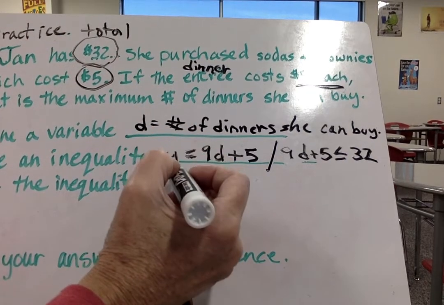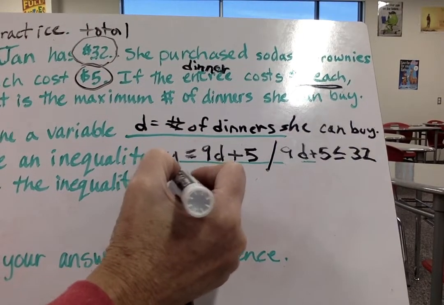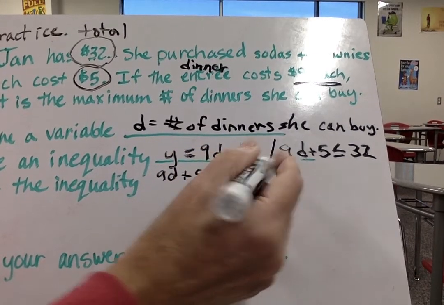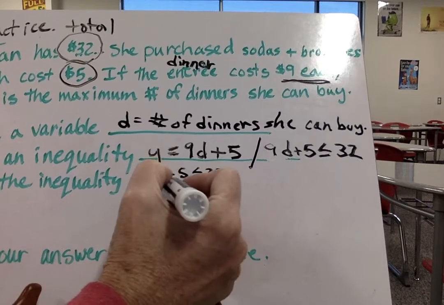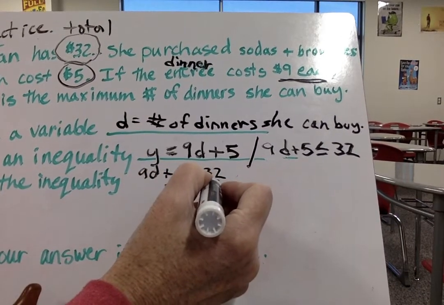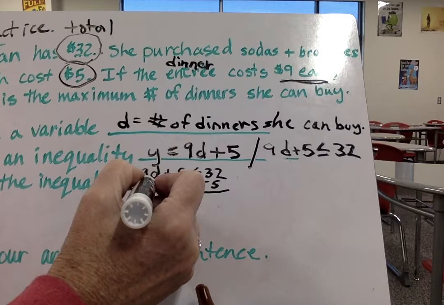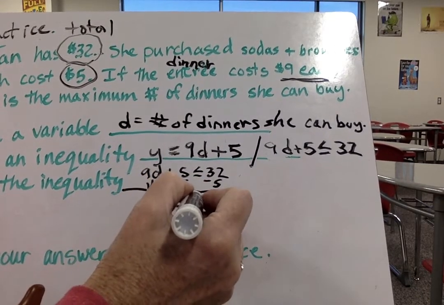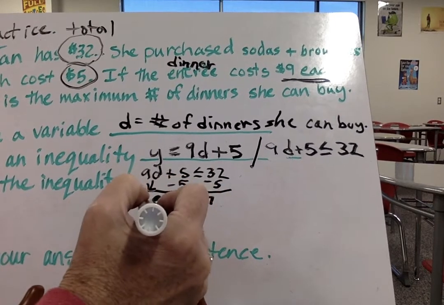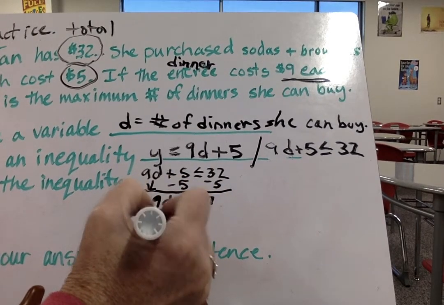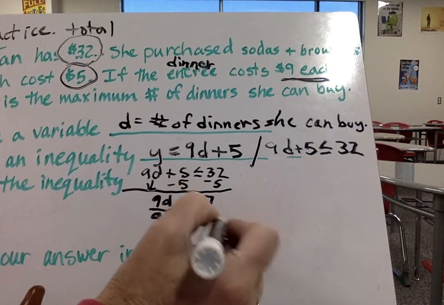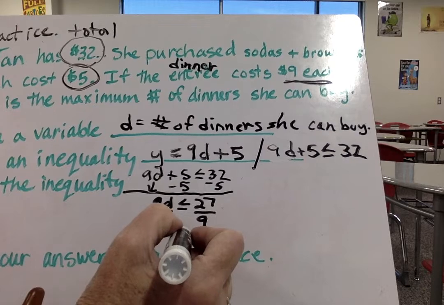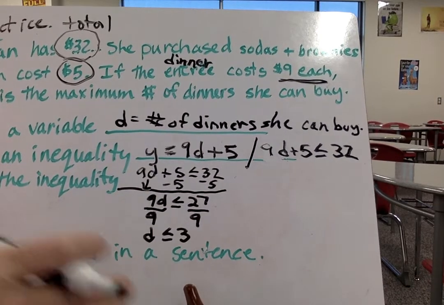So if I have 9D plus 5 is less than or equal to 32, we're going to solve for D. Minus 5, minus 5. Bring this down. 9D is less than or equal to 27. Then divide by 9. D is less than or equal to 3.